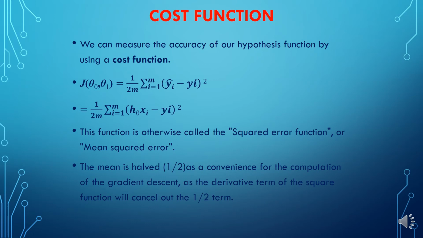We are using 1 by 2 as a convenience for the computation of the gradient descent, which we will discuss later. Because it's only for convenience. You could as well use 1 by m. Normally MSE is defined as the sum of squared error divided by m. But in machine learning we use 1 by 2m only for the sake of convenience, which will be clear in the next few slides.